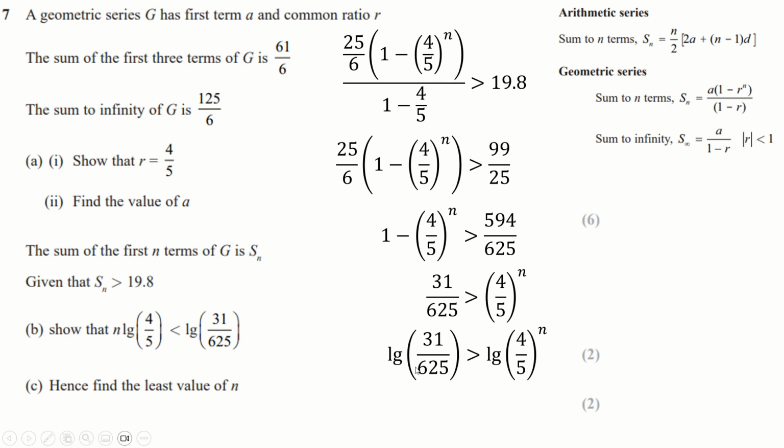Anyway, I digress. We end up with this thing here, which is, bring the n down, and then you get exactly what they wanted us to get. Now, just be careful at the very end here, because when you divide by log 4/5, assuming this is log to base 10, which it must be, right?